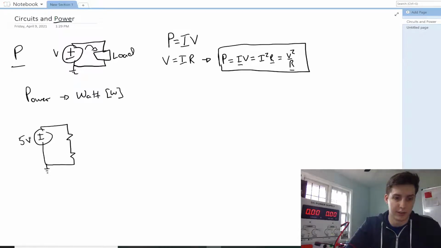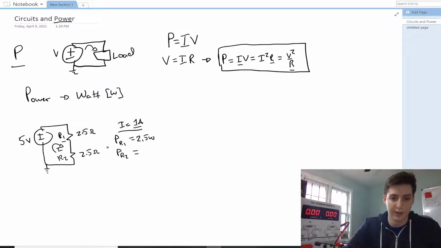If we have a 5-volt source, and we have R1 equals 2.5 ohms, and R2 also equals 2.5 ohms, we know that the current going through this circuit will be equal to 1 amp. We can then look at the power for R1, which is equal to I squared times R. So that would be 2.5 watts. Similarly, for the second resistor, we would have 1 amp squared times 2.5 ohms, which would give us 2.5 watts.